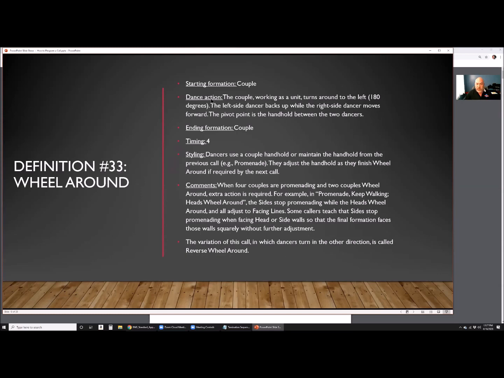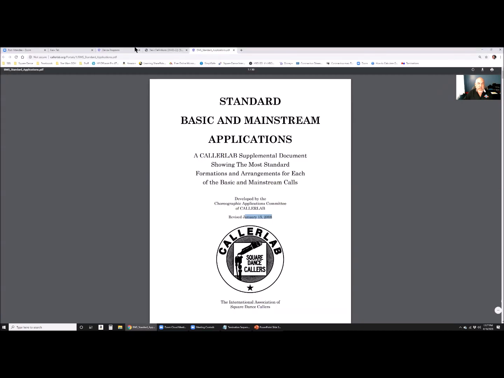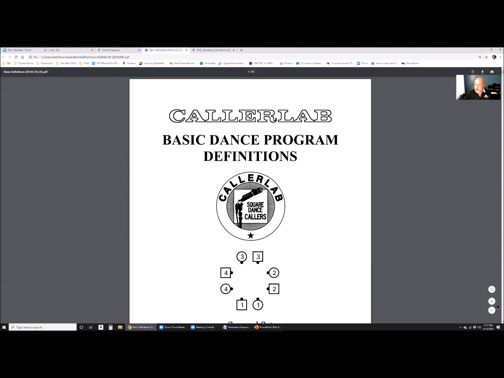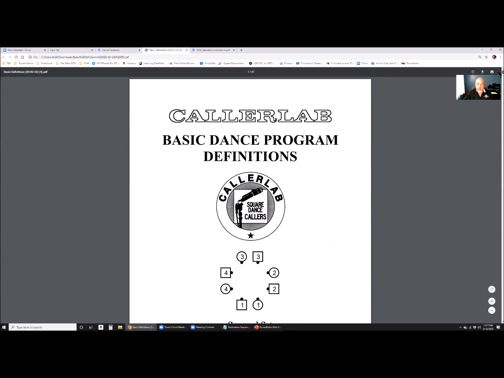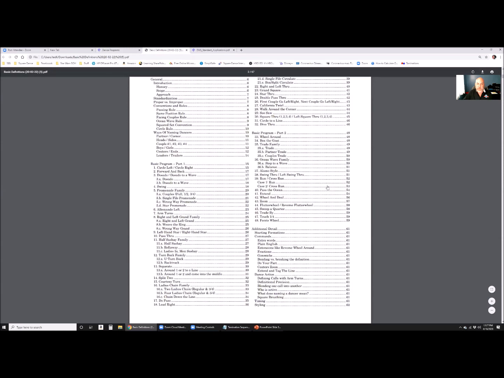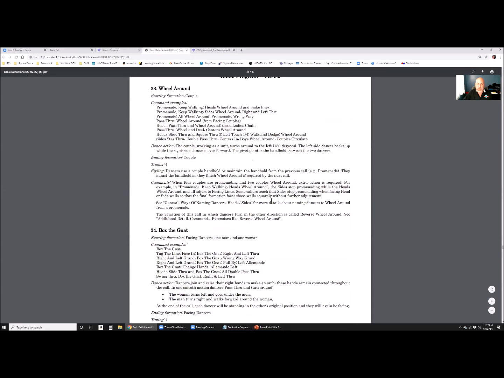Now I put this over here into this little slide for you, but ultimately we can get back over here and take a look at the definition, which is over here. I've got to remember where I put everything. All right, so we've got the definitions in here. Wheel Around is call number 33. For those who are not aware, if you ever do this online, you can come down here, find call 33, click on it, and it takes you right there. So we've got the command examples up the top, the dance action.